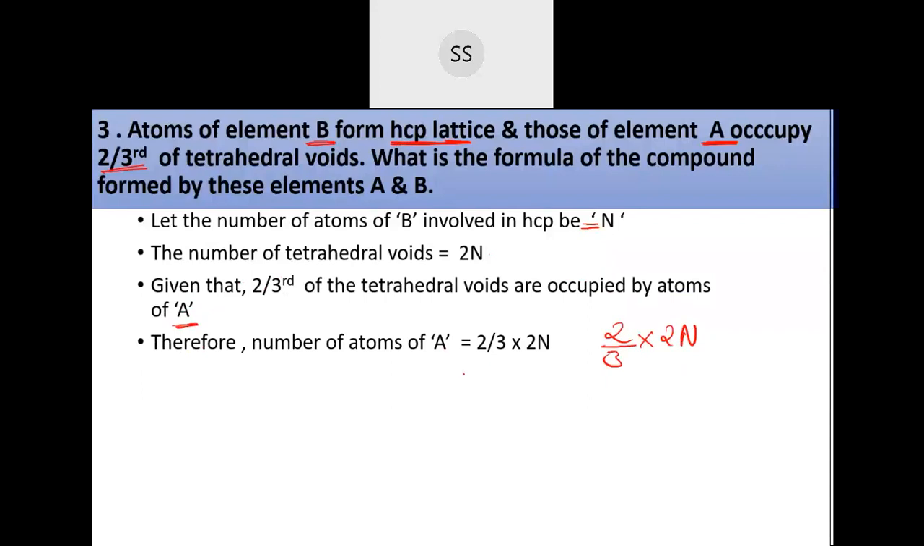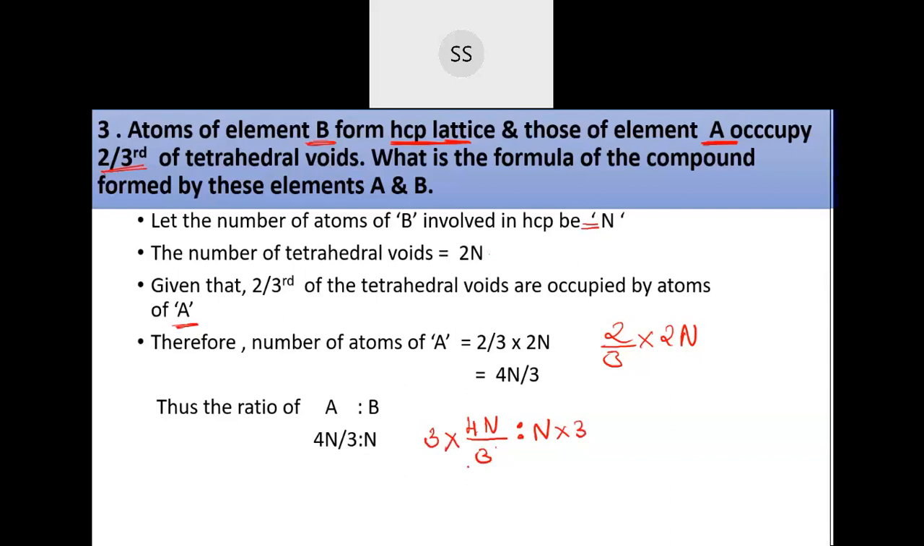So now the value will be 4n by 3, 2 into 2. Okay, 4n by 3. Now you have to take the ratio. So the ratio of A and B will be: A value is 4n by 3 and B value is N. So 4n by 3 is to n. Now these are in fraction, correct? This fraction you have to convert into a whole number. So how will you convert this into a whole number? Multiply this by 3 throughout.